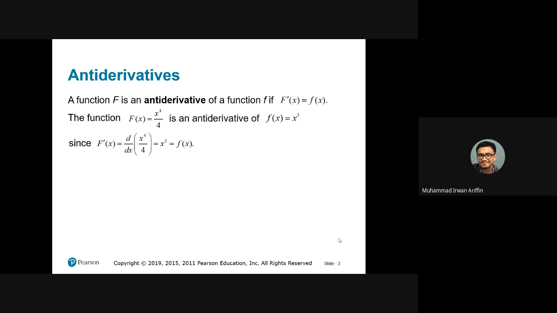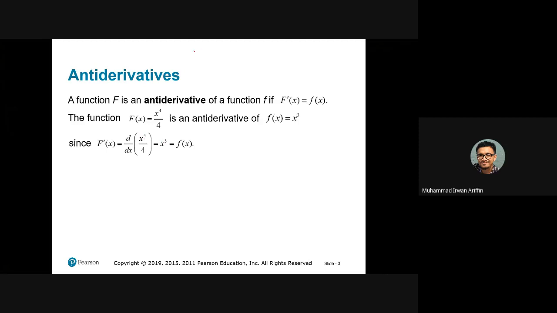For example, if we have a function big F equals x to the power of 4 over 4, this function would be the antiderivative of the function small f, x to the power of 3. Why? Because if we were to differentiate x to the power of 4 divided by 4, we are going to get x to the power of 3, isn't it?